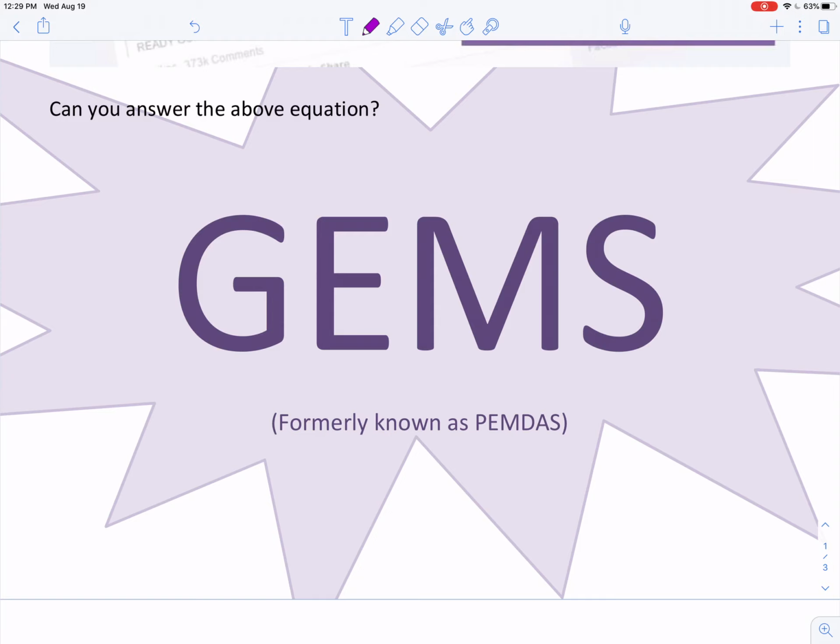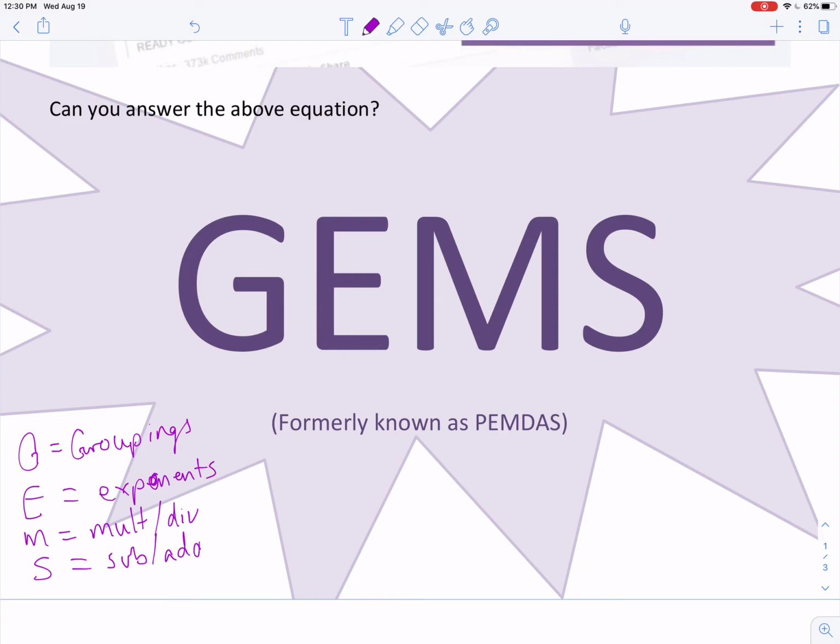GEMS: G stands for groupings. E will stand for exponents. M is going to stand for multiplication and division. And S is going to stand for subtraction and addition.